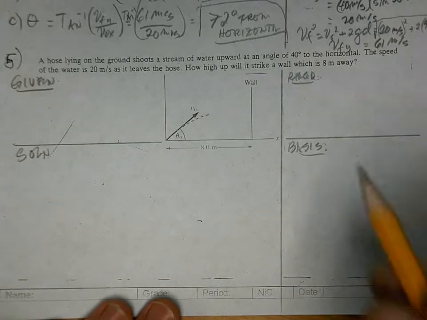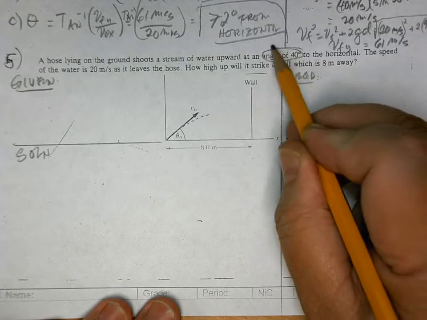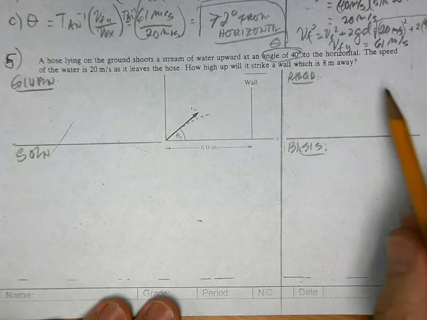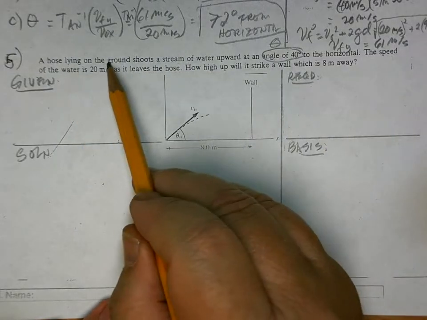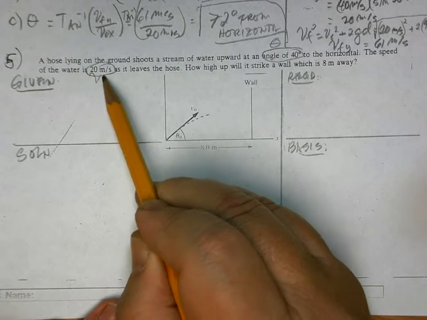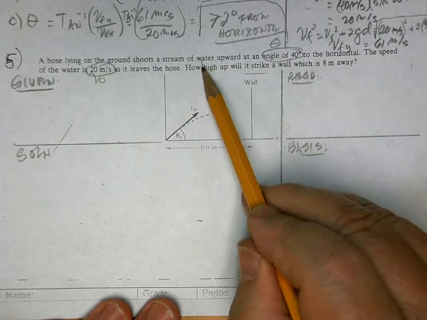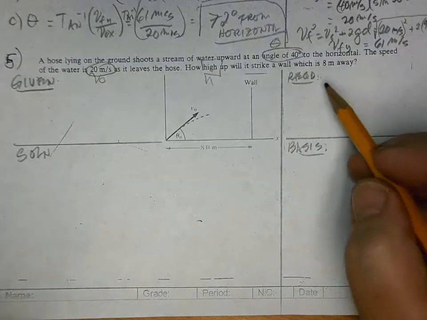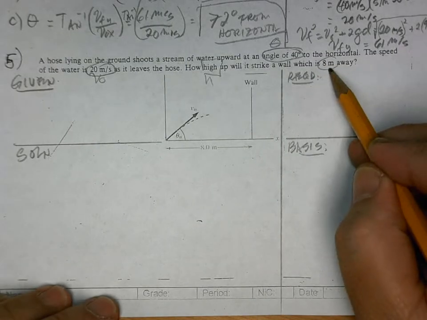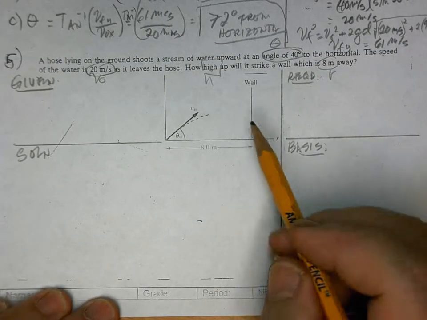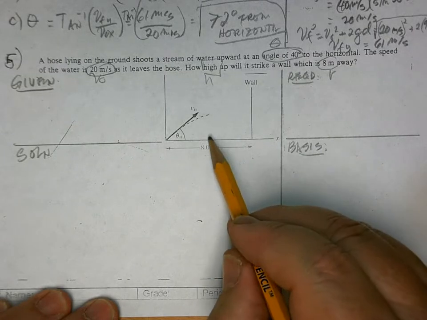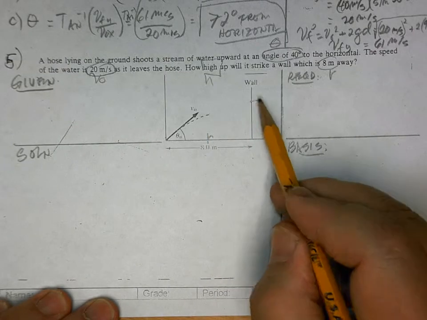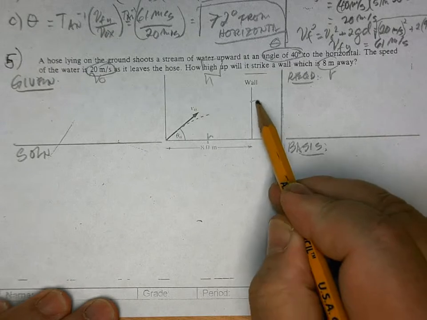Here's another problem. Again, what do we write? This is theta to the horizontal. The speed is this, this is VO. How high is the h? That's all we need. Seems easy enough. And this is the r. Okay, we have that. We'll designate that as r. What we're looking for is the h.